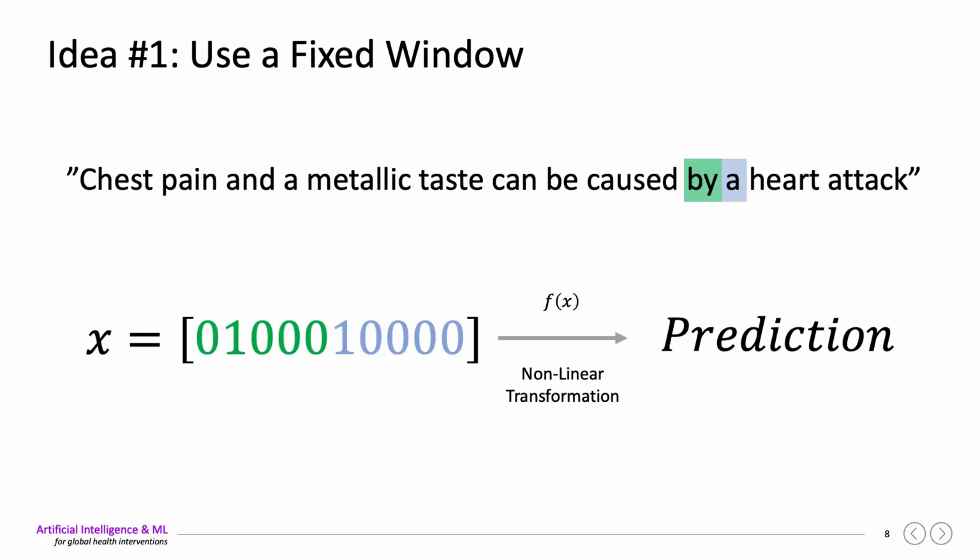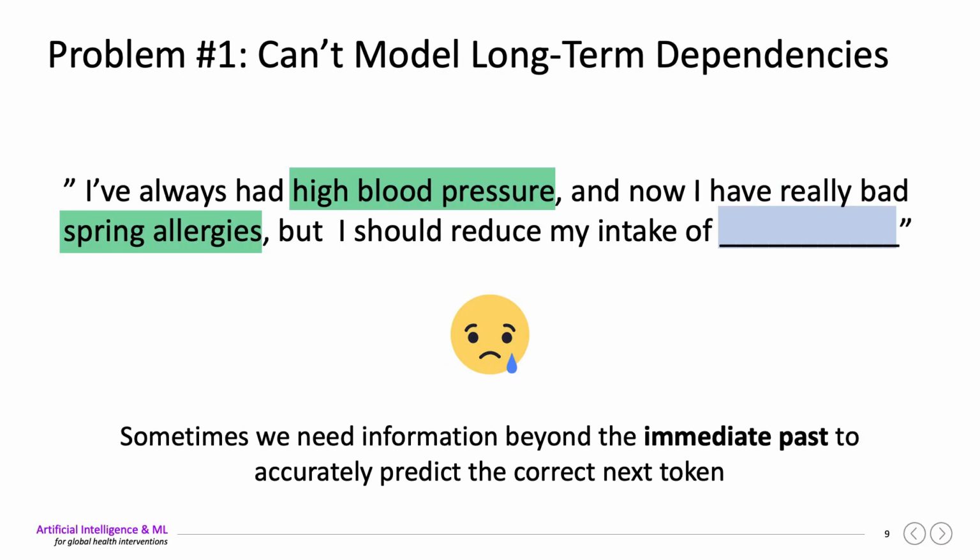One of the earliest approaches to do this used a so-called fixed window to analyze recent tokens and applied a nonlinear transformation to predict the next token. While simple, as you can see here, this approach often fails to capture long-range dependencies and broader context. Many predictions require information far beyond the immediate past. For example, deciding whether to reduce sodium or allergens depends on earlier context about hypertension versus allergies. Fixed windows cannot reliably model such dependencies.